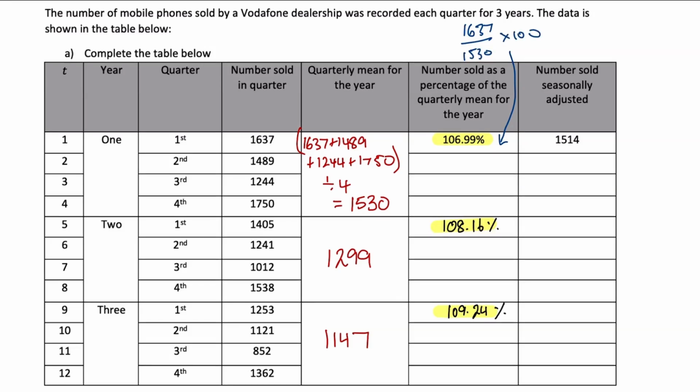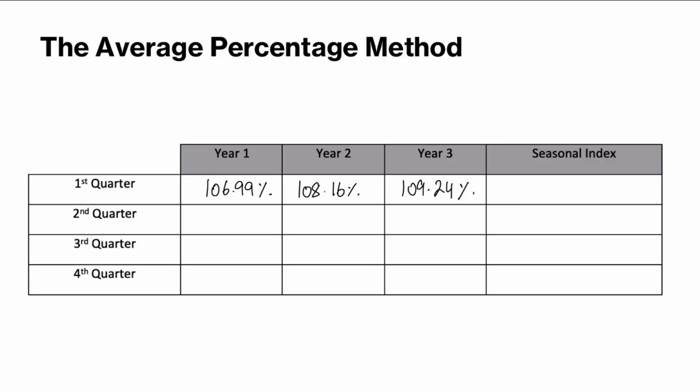We repeat this process for the other 2 first quarters in year 2 and year 3. We see that we have 108.16% and 109.24%. This means that usually in the first quarter of each year, we sell slightly above the average for the whole year. If I take these percentages and add them into a new table, I'm going to figure out the seasonal index over the 3 years for the first quarter.